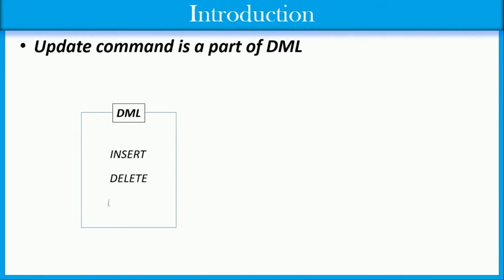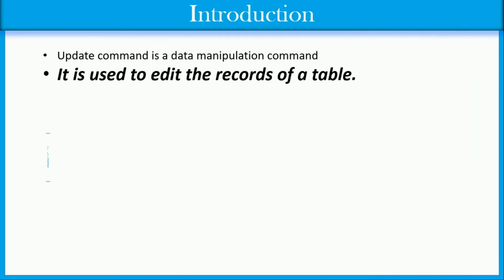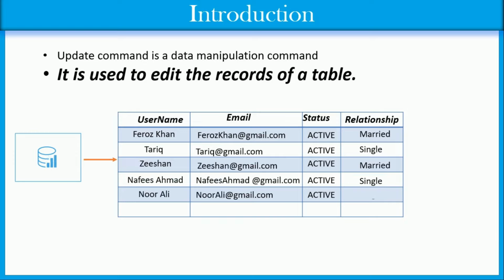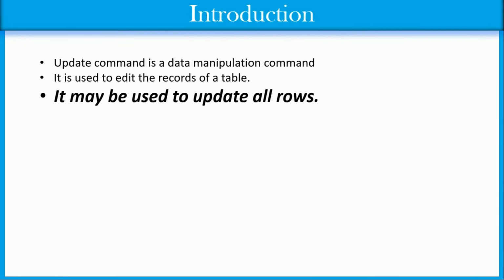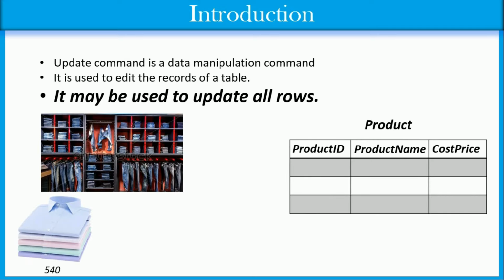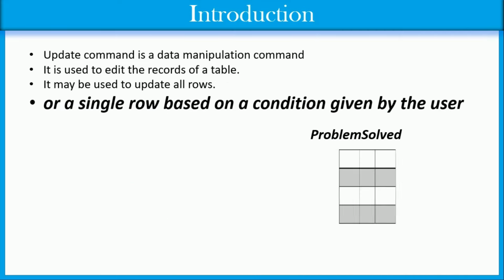So DML is a subset of operations used to insert, delete and update data in a database. It is used to edit the records of a table, meaning if there is some data in your database, the update command is responsible to edit your data. It may be used to update all rows. For example, there is a shop selling some products like jeans, shirt, jackets with prices of $540, $700 and $980. The owner of the shop told the salesman to make a sale on all of the brands and keep the price at $400 for all of them. So through the update command they can change the price with a single click, or a single row based on a condition given by the user.